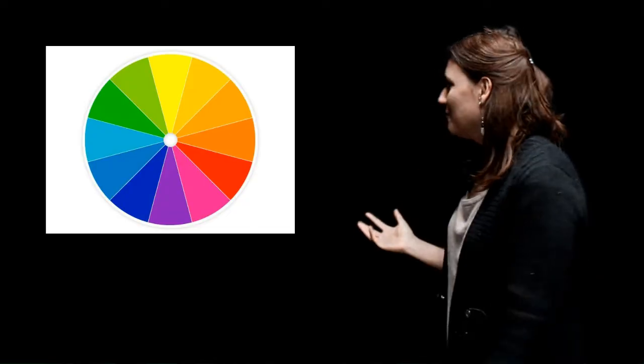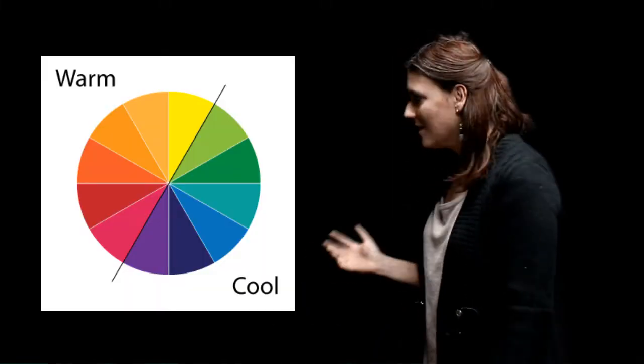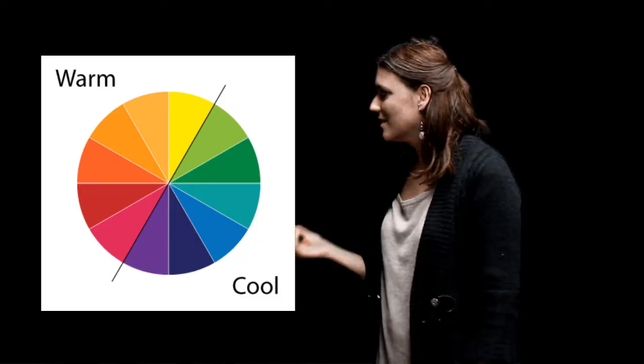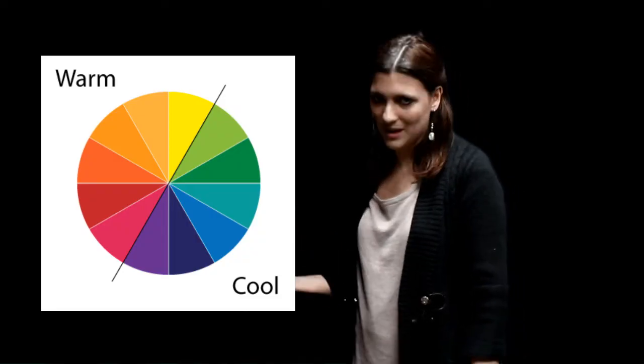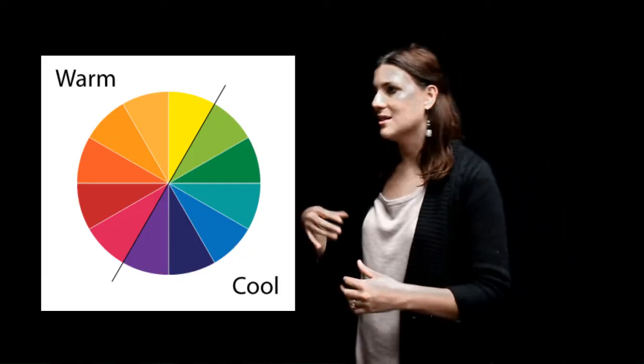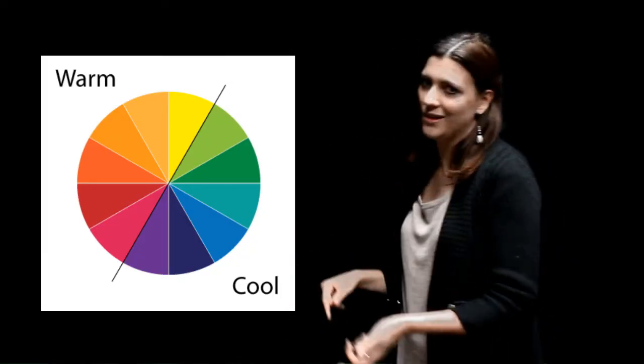Now, the color wheel is helpful because it helps us understand how colors relate to each other. For example, all of the colors on the left tend to reflect the sun, and so they're called the warm colors. While all the colors on the right remind us of the sea and the sky and shade, and so we call these the cool colors.